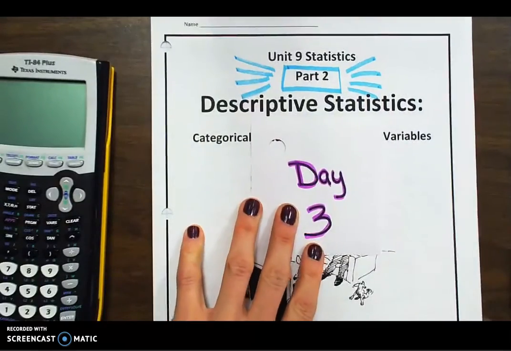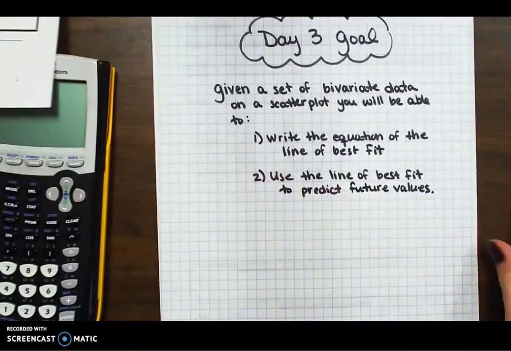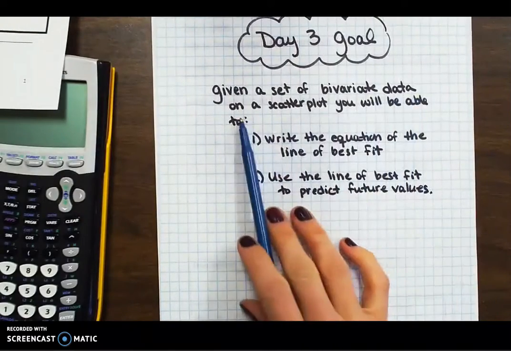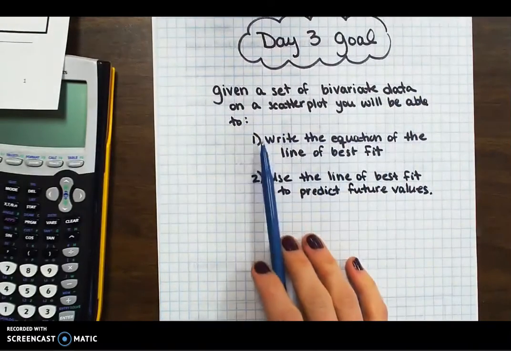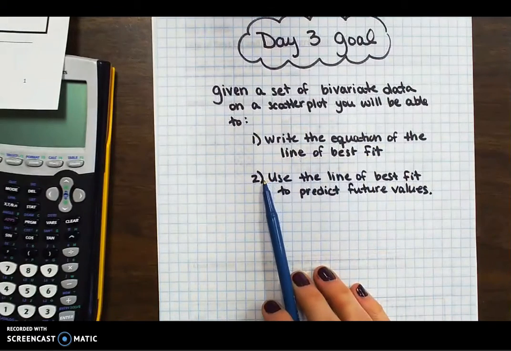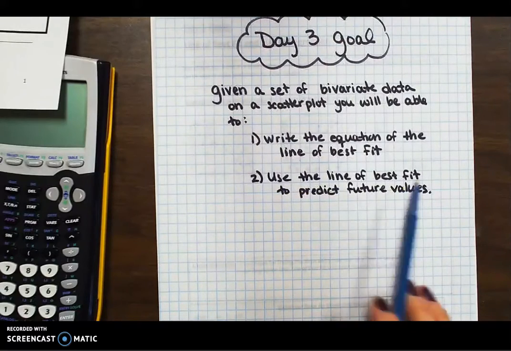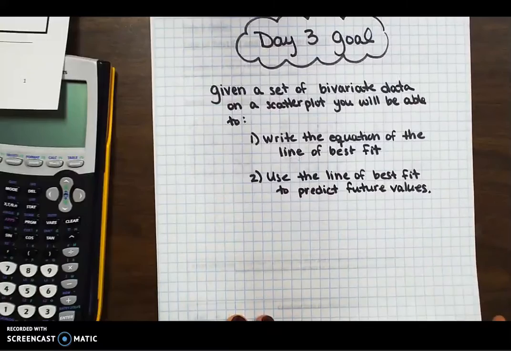All right, our goal for today: given a set of bivariate data on a scatter plot, you will be able to, number 1, write the equation of the line of best fit, and number 2, use the line of best fit to predict future values. All right, let's go ahead and take a look at how we can achieve these goals.